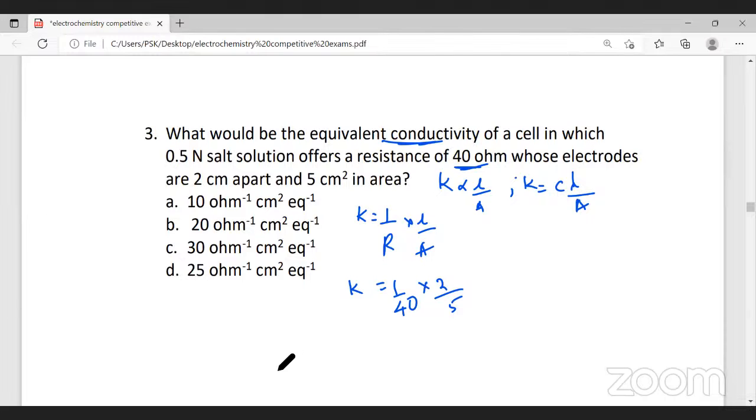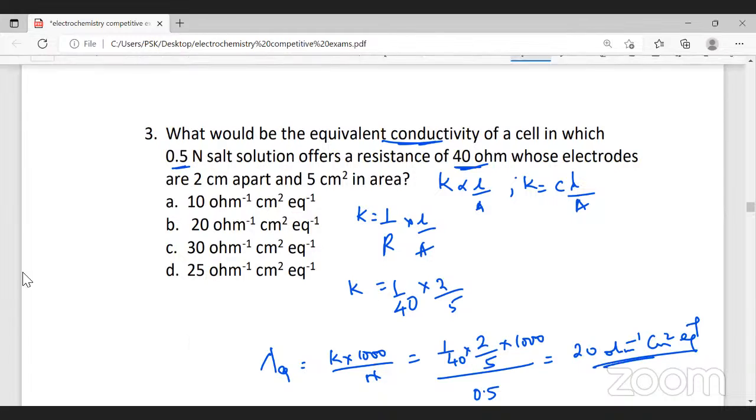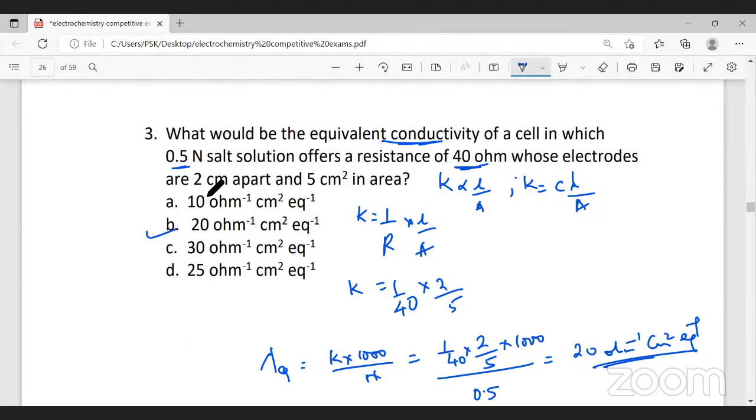In order to calculate the equivalent conductance, lambda equivalent conductance is kappa into 1000 divided by N. Kappa we found out here, that is equal to 1 by 40 into 2 by 5, into 1000 divided by, what's the normality they've given? 0.5. On simplification, you will get 20 ohm inverse centimeter square per equivalence. Therefore, the answer for this question is option B.